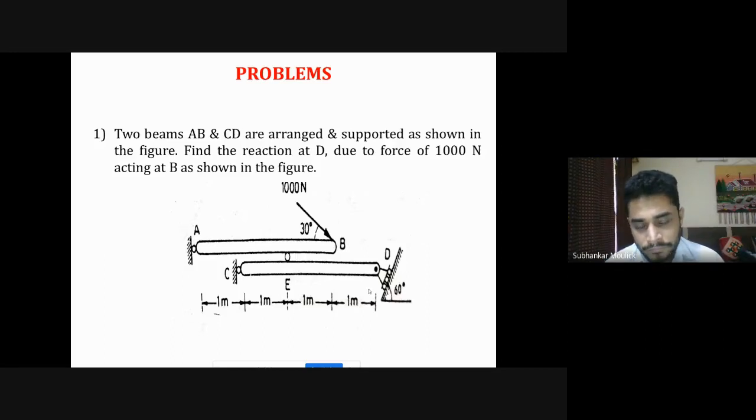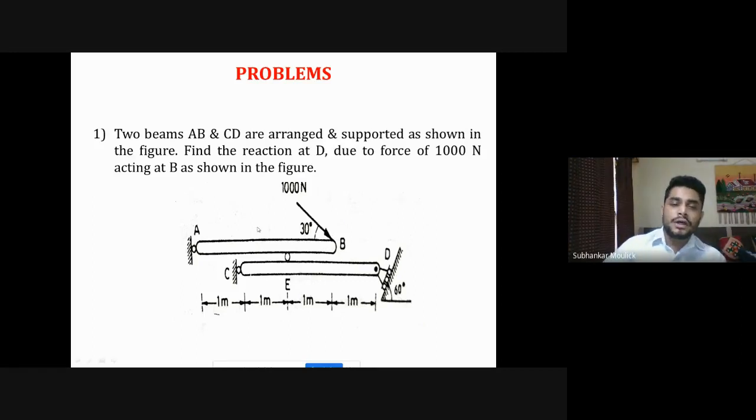Yes, sir. Rotation will definitely come. It is very much clear from the diagram. Fine. See, that means this beam has a tendency to bend, to rotate. That means moment will act. So for that, the very first step is drawing the free body diagram.